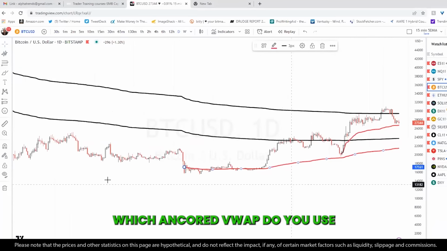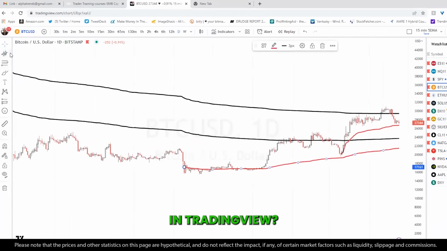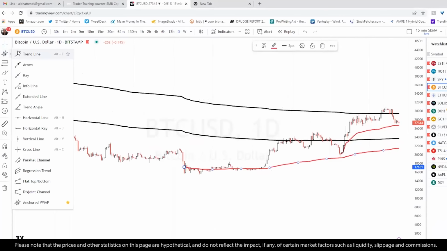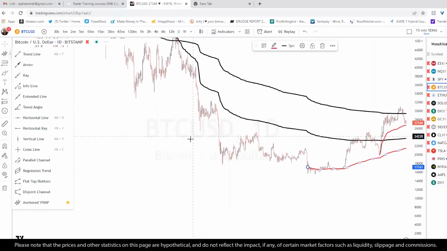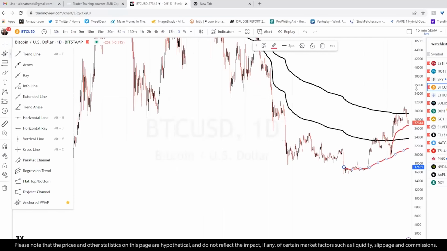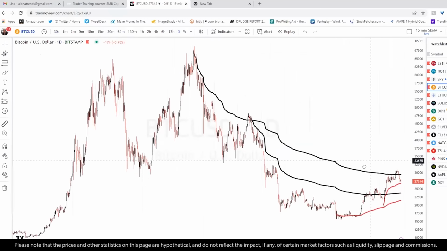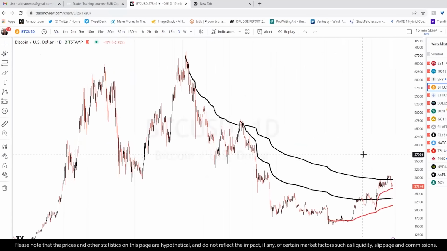Which anchored VWAP do you use in TradingView? Like 20 of them. Yeah, the one that they built. Okay. So right up here, yeah, it's in here. Okay. That's the one I trust. I'm not going to trust some random guy who's just creating stuff. A lot of those guys are even great traders, but you just don't know who's creating them, right? They could just be data guys who just do stuff.